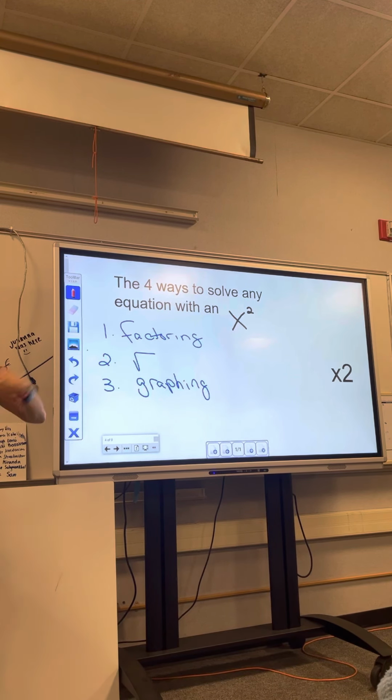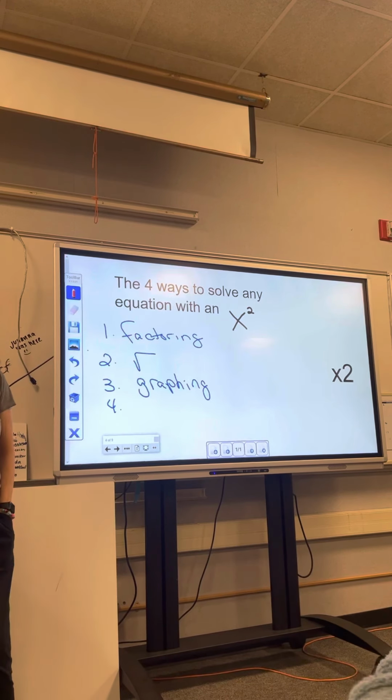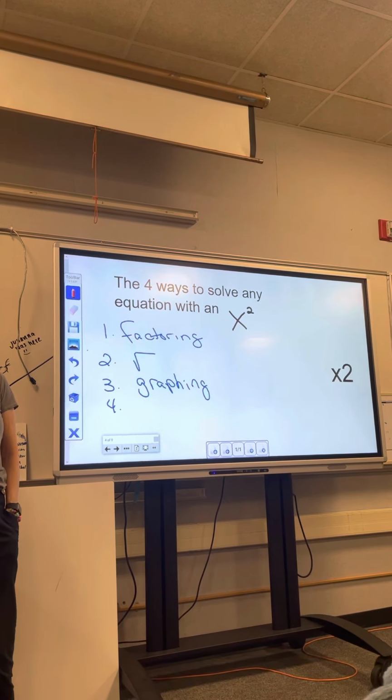So the question again would be, why don't we just do graphing? Almost always works, but not always. And the last one, I'm not going to lie, is the worst one. And I'm curious to see, in a minute, I'm going to ask how many have seen the words I'm writing up, and we'll see if anyone remembers what it means.